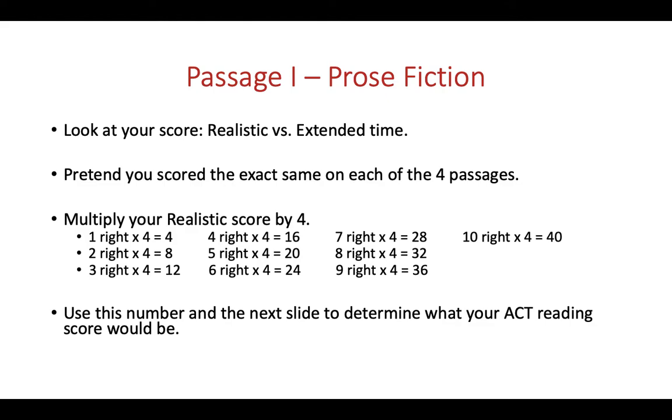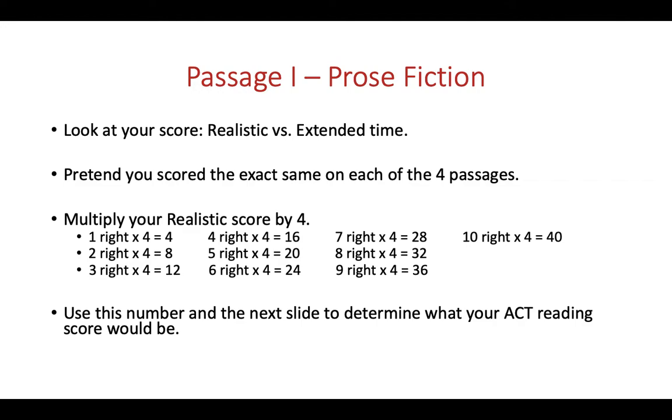What I want you to do now is we're going to try to figure out what your predicted ACT score is on the reading test. So I want you to take your realistic score, so how many you were able to get right in the time limit, and I want you to multiply it by 4. And the reason why is because there are 4 passages. So we're going to pretend that you got this exact same score on all 4.